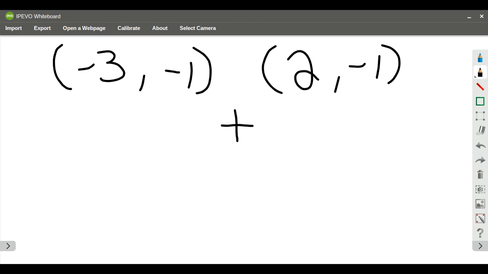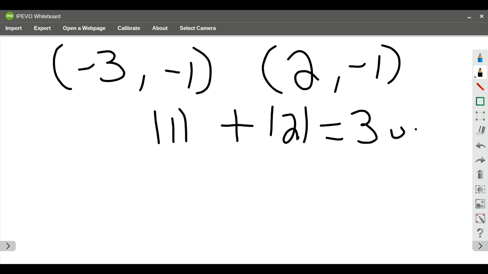In this case, it doesn't matter which value I'm going to do. So I'm going to do the absolute value of 1 added to the absolute value of 2, and I get 3 units. Oh, I totally boogered that one. It's not going to be 1, it's going to be 3. So let's fix that. Didn't catch that.